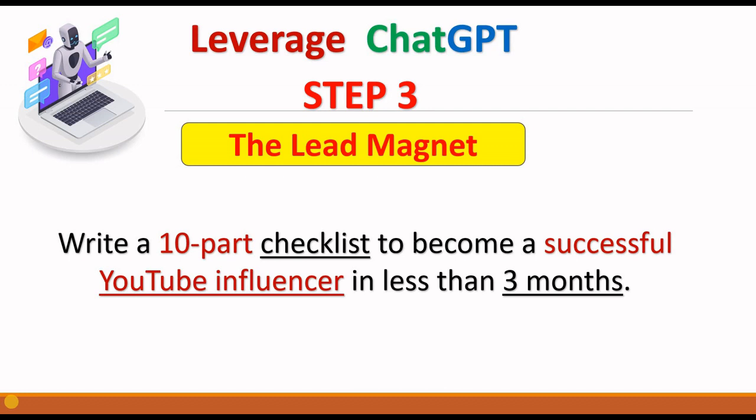Most people like checklists. It gives them precisely what they need to do. So we generate the checklist, we format it and deliver it as PDF. And this time we will write a 10-part checklist to become a successful YouTube influencer in less than 3 months. So I'm giving some specifications. I'm putting myself actually in the shoes of someone who wants to be a successful YouTube influencer in less than 3 months, and I'm going to ask Chat GPT to give me a 10-part checklist for this.